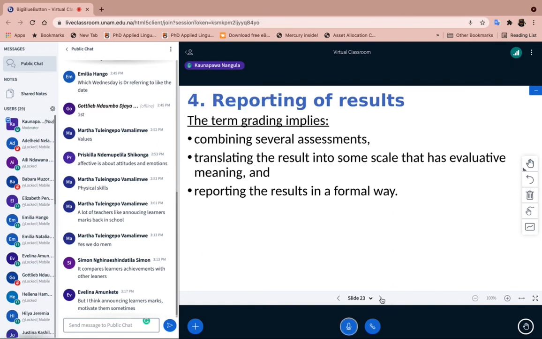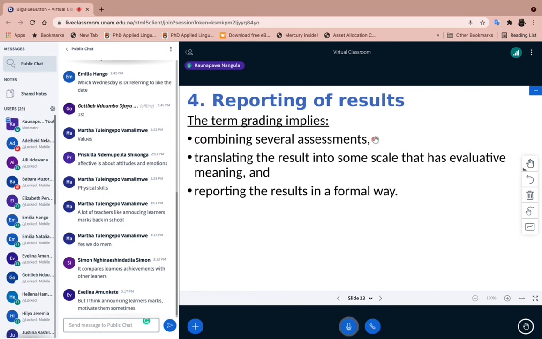And then next, what do we have? The term grading implies a combination of several assessments. We say the term grade because we report the learner's performance every term. And we know that it's a combination of several assessments.